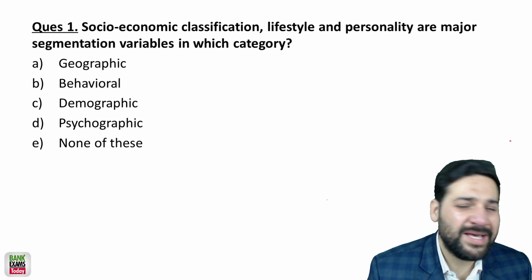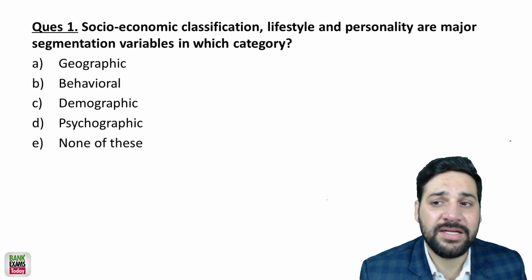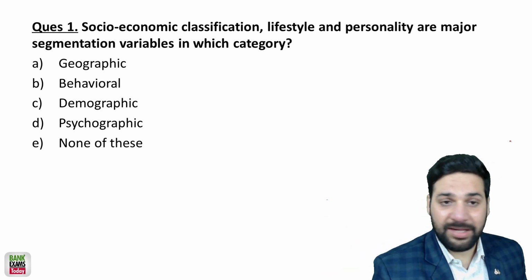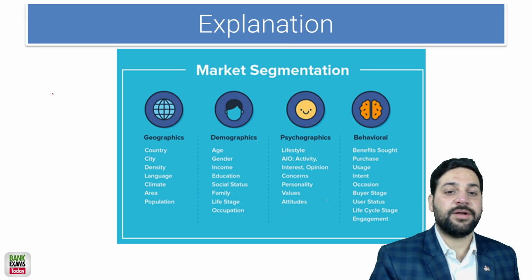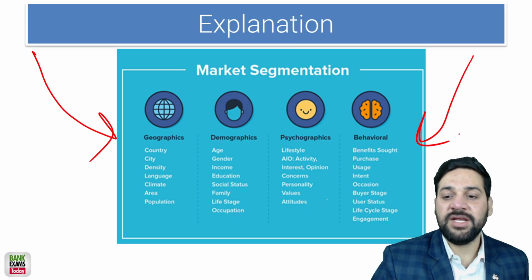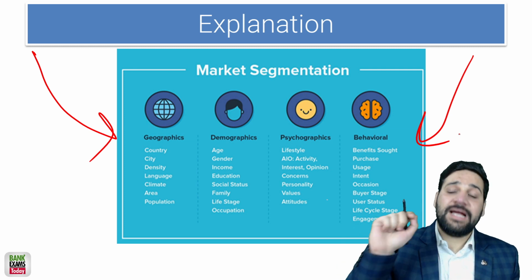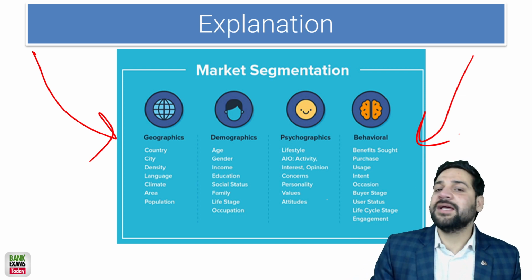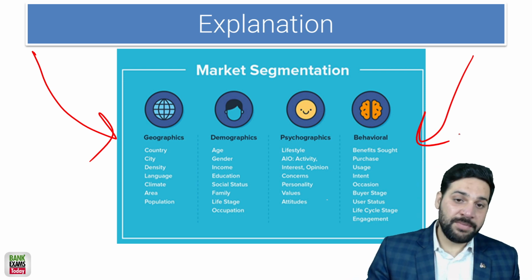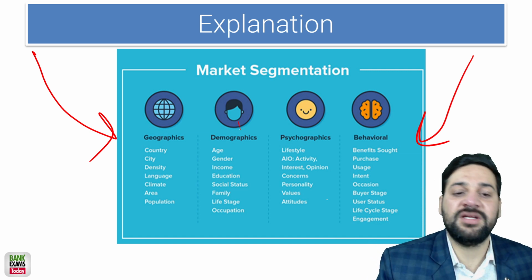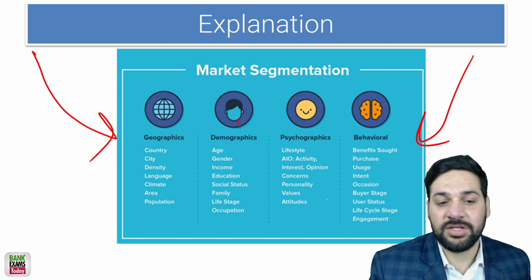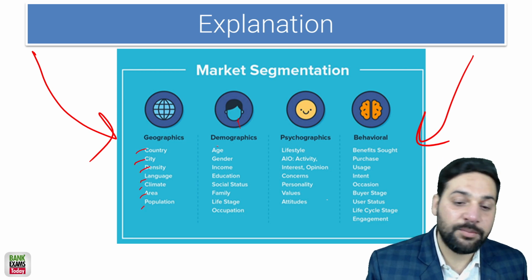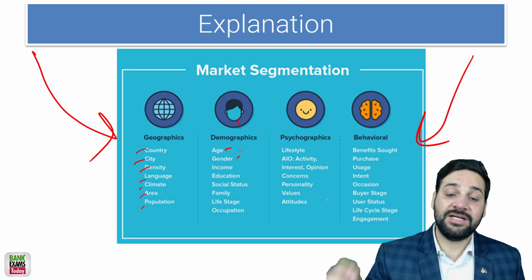The socio-economic classification, lifestyle and personality are the major segmentation variable in which category? Before answering this question, you should remember this chart. Very important. I can assure you that you are going to find this question in the exam. High probability in every marketing SO exam, mains exam, you'll find this question. So please remember these. The market segmentation on the basis of geographics. It is country, cities, density, language, climate, area, population, demography. It is age, gender. That is related to the person.